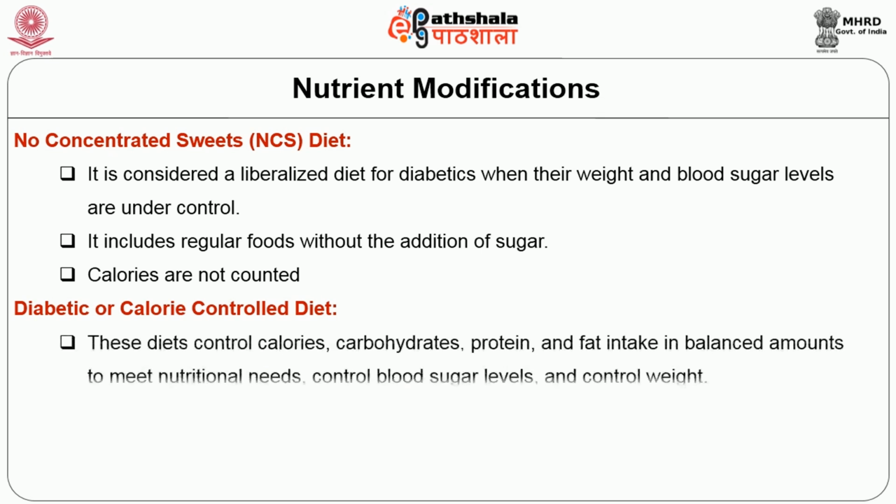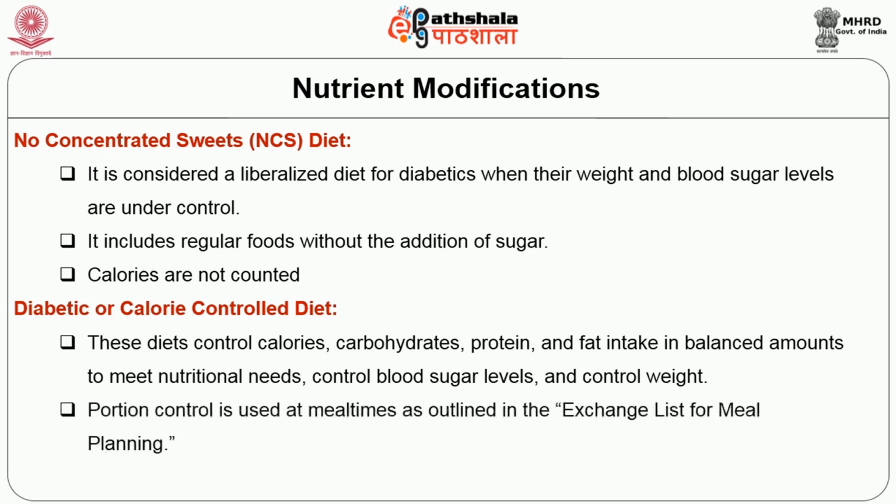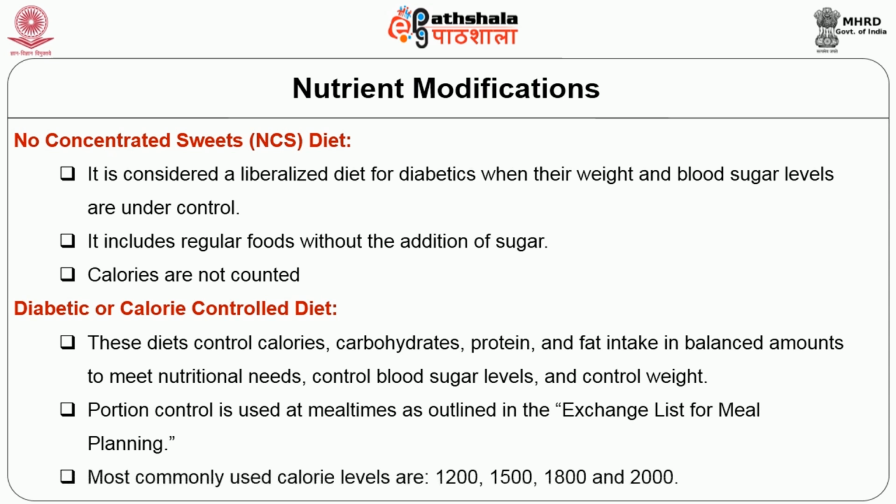These diets control calories, carbohydrates, proteins and fat intake in balanced amounts to meet the nutritional needs, control blood glucose levels, and at the same time maintain weight. Portion control is used at mealtimes as outlined in the exchange list for meal planning. Most commonly, we plan for calories as 1200, 1500, 1800 and 2000 calories based on the requirements for calories and the other assessments.